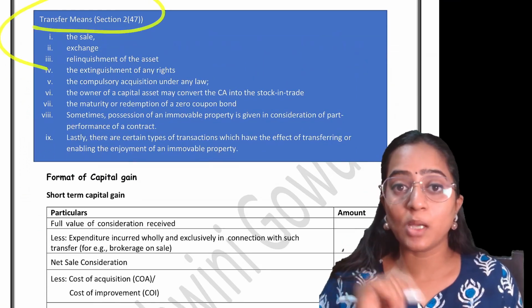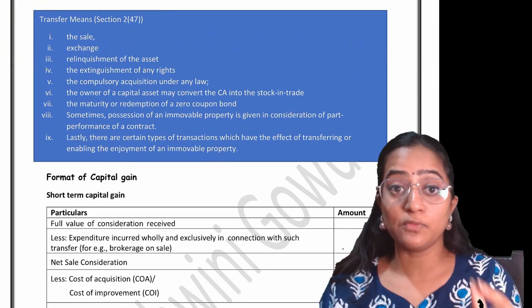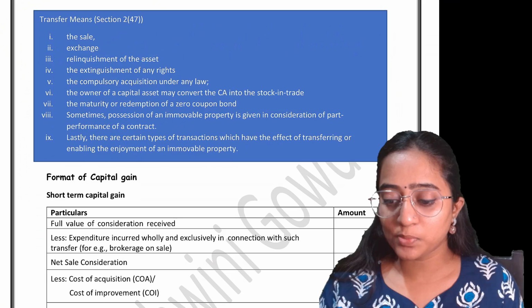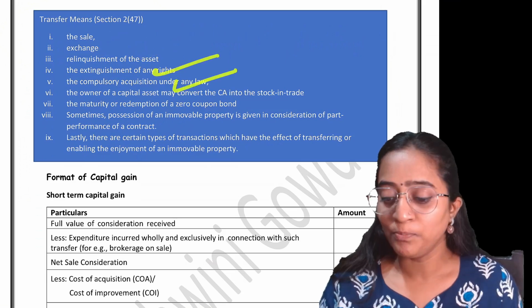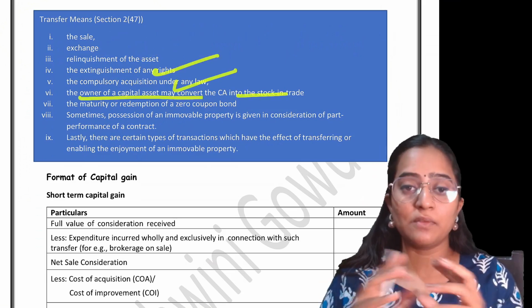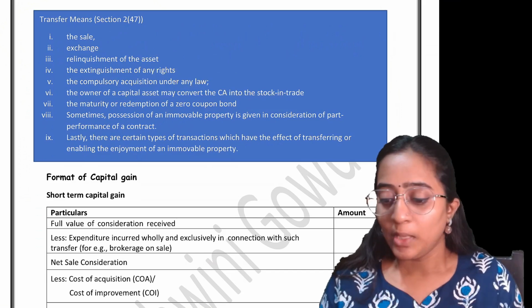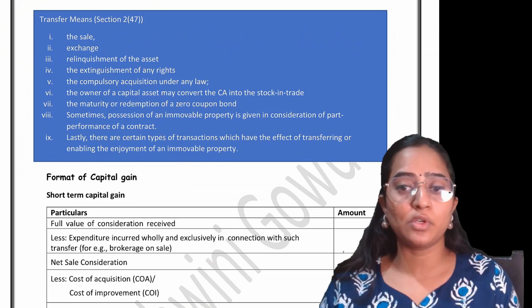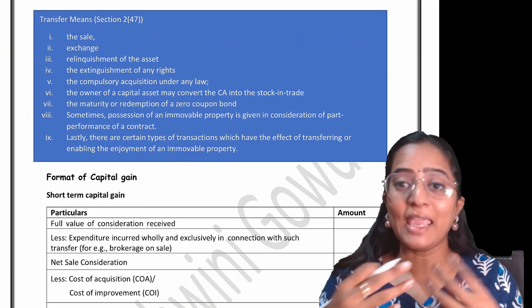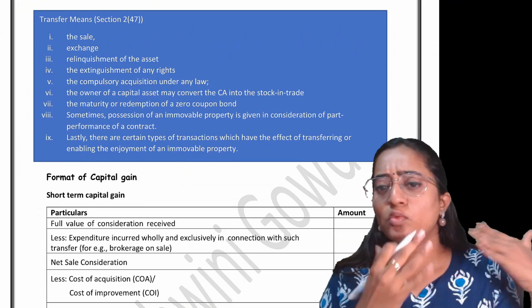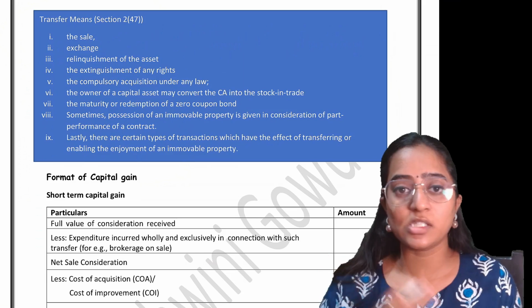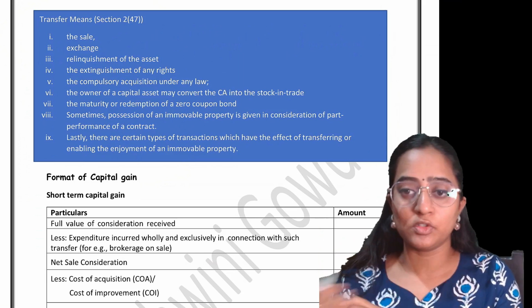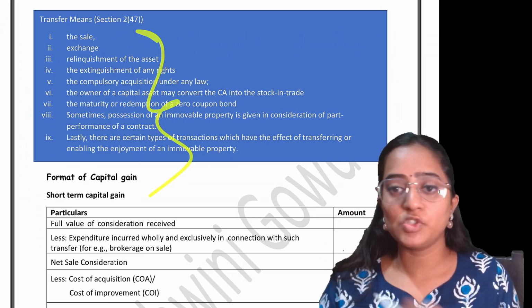Next important definition comes for the transfer, that is coming under Section 2(47). That is the sale, exchange, relinquishment, extinguishment of any right, compulsory acquisition, conversion of capital asset into stock in trade, maturity or redemption. All these points come under the definition of transfer. Remember, when you're selling, exchanging, you are saying, I don't want the property right anymore, relinquishment, extinguishment, compulsory acquisition by the government, conversion of your capital asset into stock in trade. All this comes under the definition of transfer.